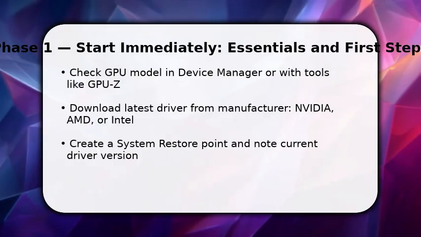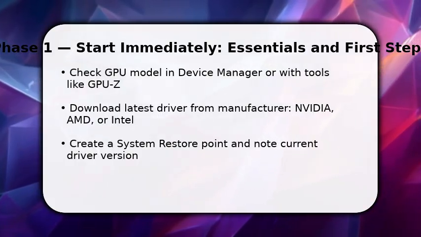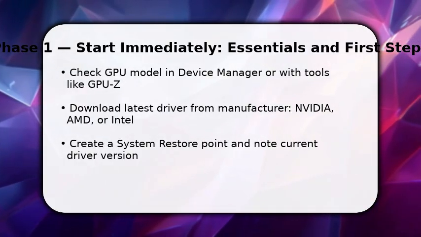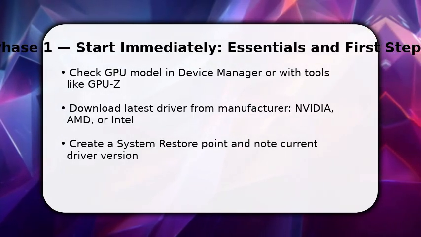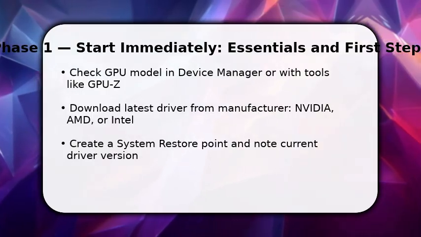You start by identifying your GPU and creating a fallback. Open Device Manager or GPU-Z to confirm model and driver version. Write it down. Next, create a system restore point so you can revert if needed.